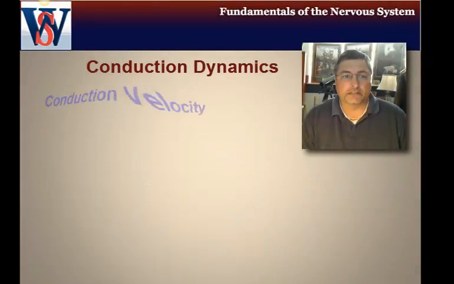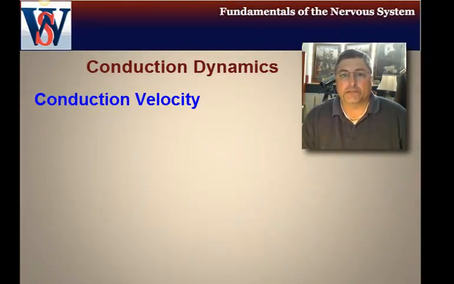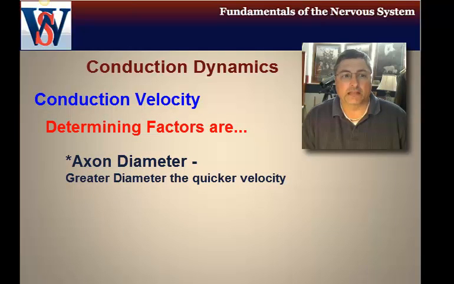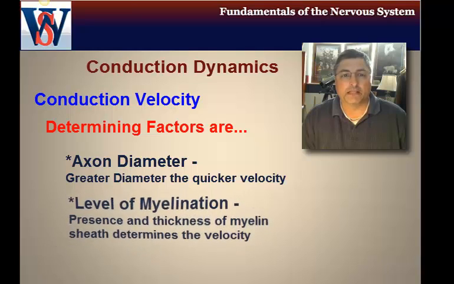Next thing on our list is conduction velocity. And when we're talking about these electrical events being conducted down the axon, we're talking about conduction velocity. Conduction velocity of axons depends on two factors. One of those factors is the axon diameter. The greater the diameter of the axon, the faster the action potential will be conducted. Second thing is going to be the myelin sheath.